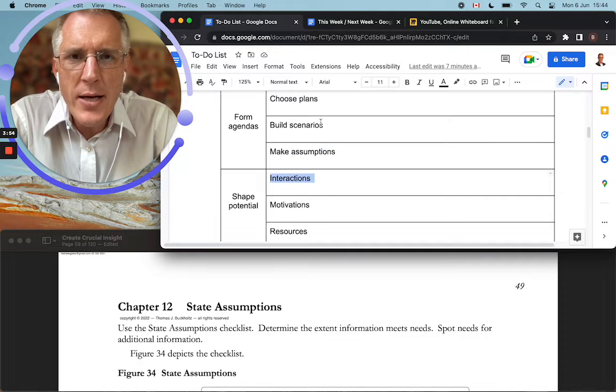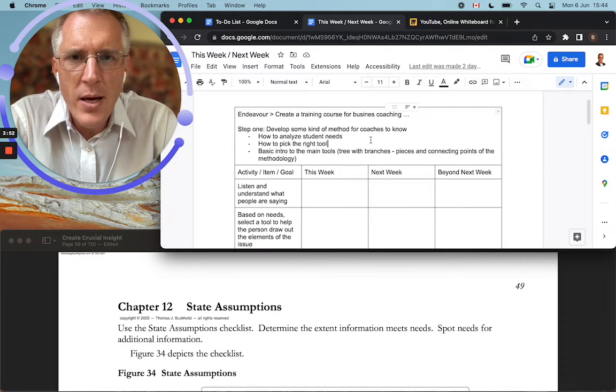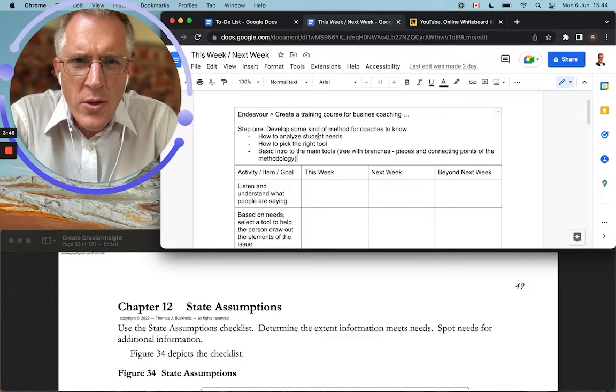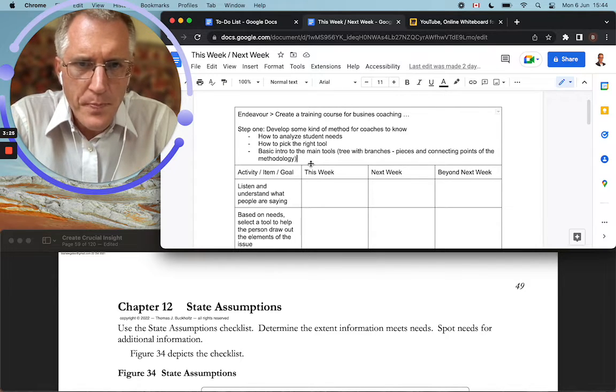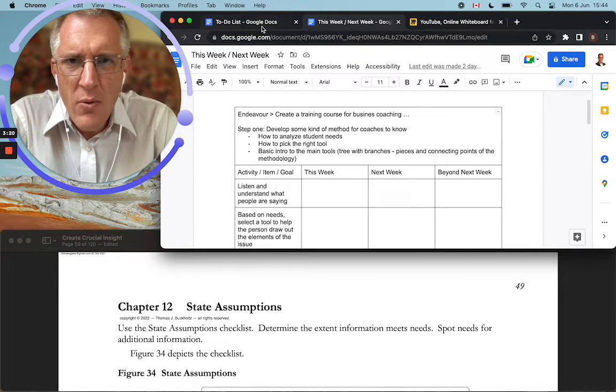Now, regarding interactions, I did have a little chat with one of my students last week. He is a leadership coach. And so basically create a training course for business coaches, which means what? Step one is to develop some kind of method for coaches to know how to analyze student needs, how to pick the right tool. And then this coaching student, he said, also it would be nice to have some basic intro to the main tools, some tree branches, pieces, and connecting points of the methodology. Well, that's what this is.